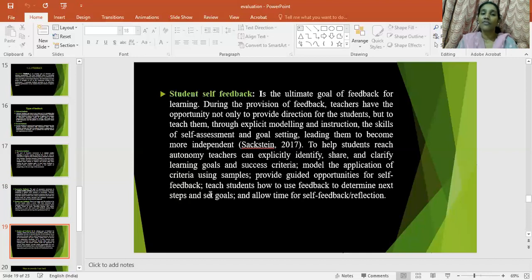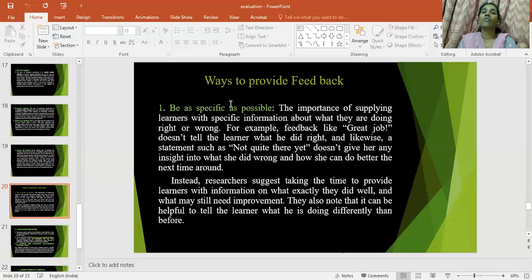Here, self-feedback teaches students how to use feedback to determine next steps and set goals, and allows time for self-feedback reflection. It means if we do self-feedback, definitely this will open the next path to go. So that is why self-feedback is very important. Student self-feedback is very important.